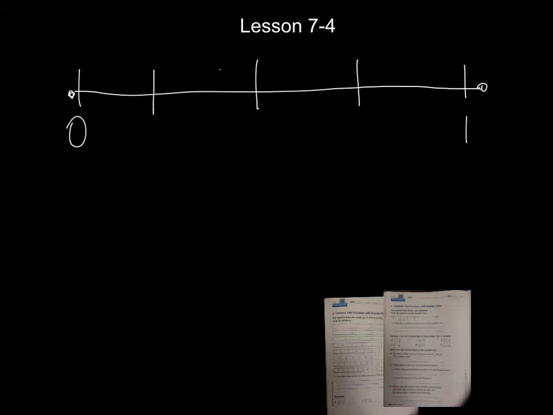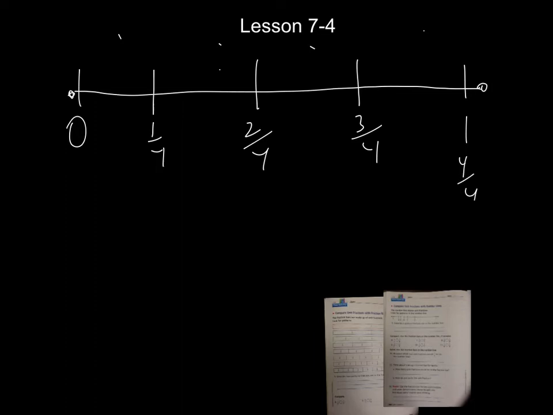If we're representing on a number line, this is a whole, this is 1. Okay, and we separate it into fourths. That means we have 4 equal chunks. There's 1, 2, 3, 4 equal chunks. So that's 1/4, that's 2/4, 3/4, and this would be 4/4 or 1.